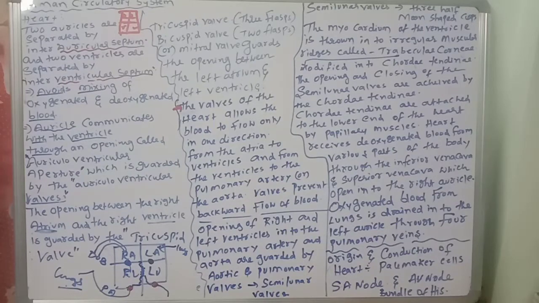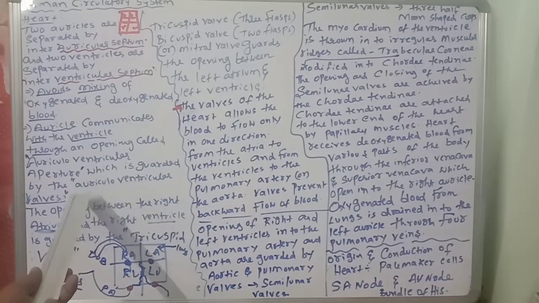And for the rhythmic action, the impulse spreads throughout the heart with the help of the bundle of His muscle fibers and also the Purkinje fibers. Like this, the conduction system of the heart consists of pacemaker cells, that is the SA node, the AV node, the bundle of His and the Purkinje fibers.